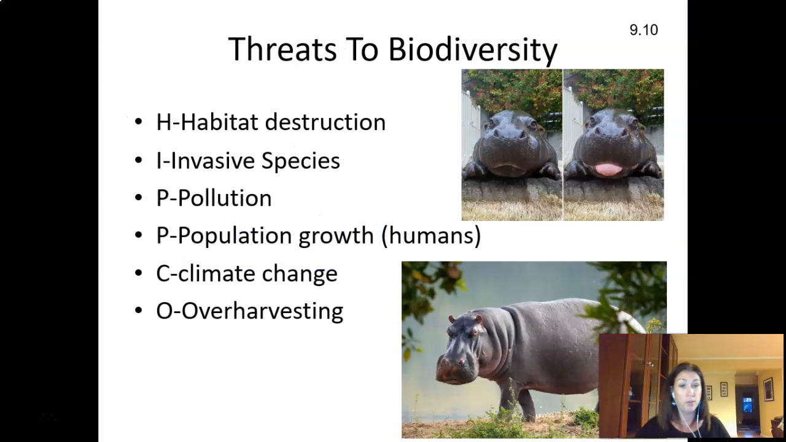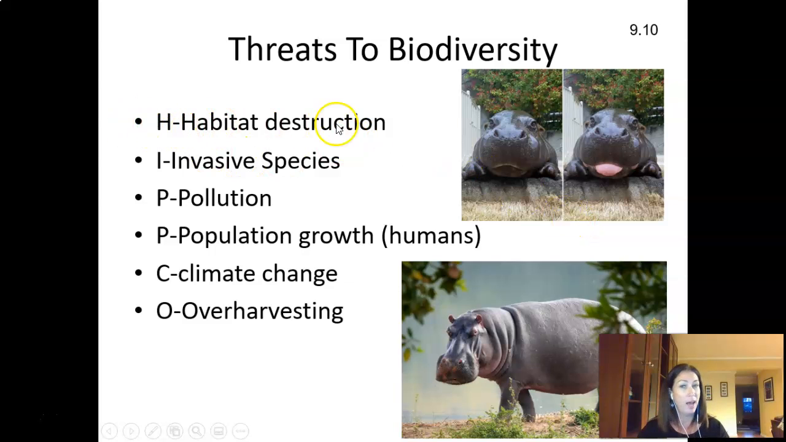Now, there are some general threats that we can use to classify or to think about our threats to biodiversity. And oftentimes we use the acronym HIPPCO, which is very close to hippo, so I wanted to put these pictures of hippos to remind you of it.